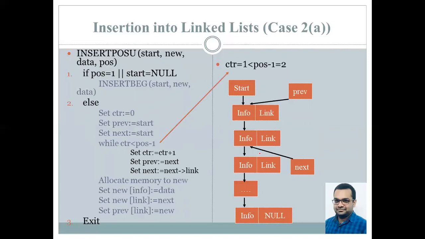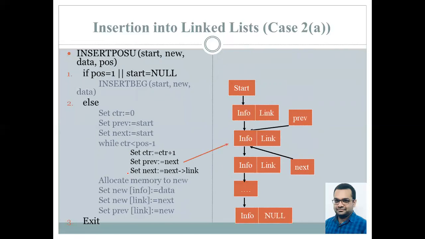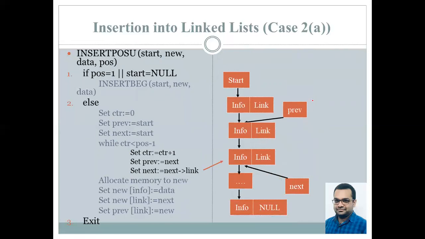So now next time the check in the while loop is performed, the value of counter, that is 1, is less than position - 1, that is 2. So now these statements inside the while loop will again be executed. Counter's value will be set to 2 by incrementation. Previous will be assigned the value of next. So now you can see there is also a shift in the position of previous, and next shifts to the next location. Earlier it was over here, now it has shifted to the next location.